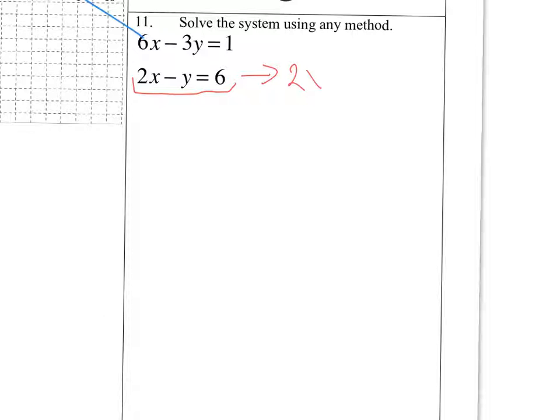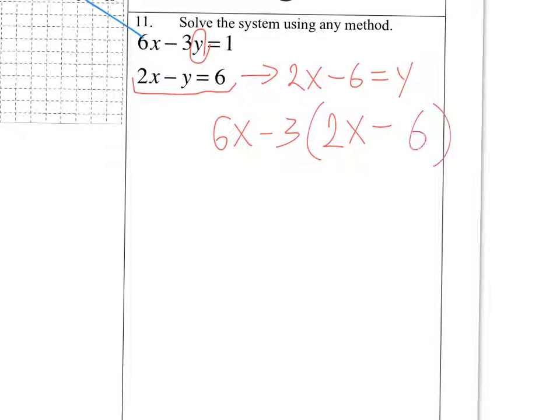So I get 2x minus 6 is equal to positive y. And then I'm going to substitute that into my other equation. So 6x minus 3, and then 2x minus 6. Please always practice safe substitution. Use parentheses when you substitute. You're less likely to make mistakes and get the wrong thing coming out.